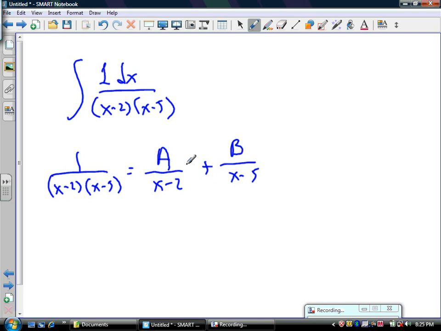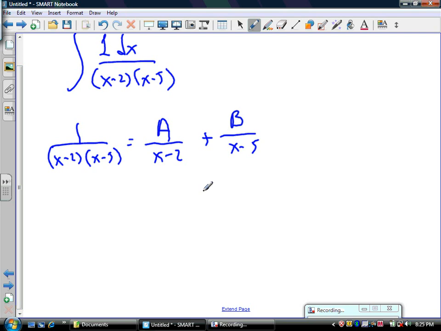You know what's nice about this? Say, for example, A is 1. Don't you know how to integrate 1 over x minus 2 dx? Instead of integrating this, you're going to integrate 1 over x minus 2 dx. Isn't that ln? So you're going to turn something that you can't integrate into something you can, involving ln's. So this is algebra now. This is not calculus. How do you get A and B?